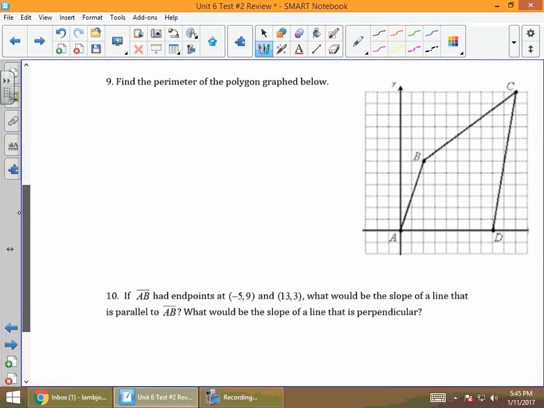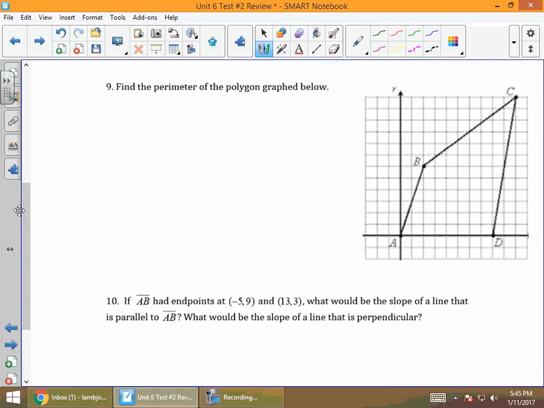All right, question number 9 says find the perimeter. Perimeter is the distance around the outside. So I need to find all of these distances. So first distance I will find, I guess, is A to B. I'm going to find AB.